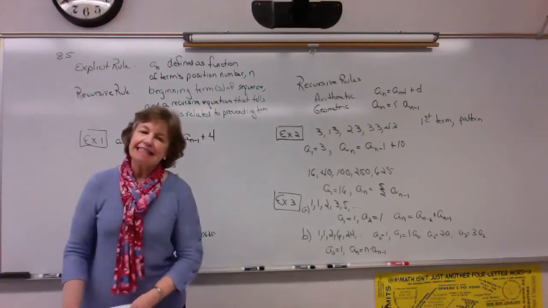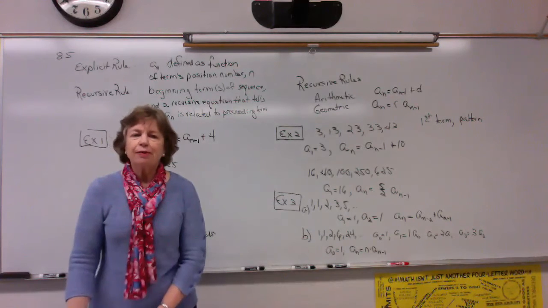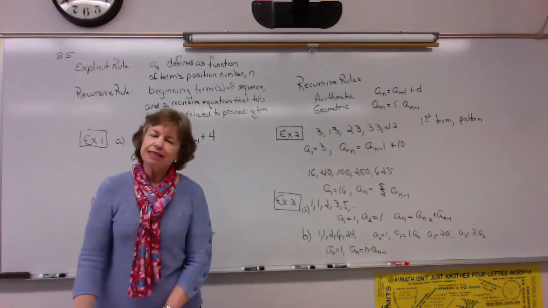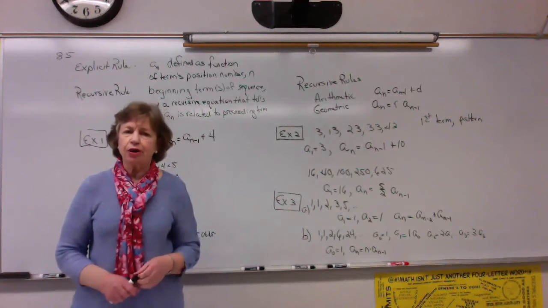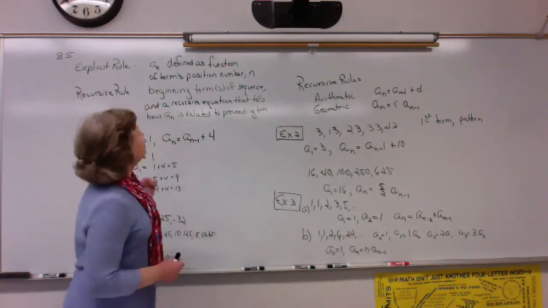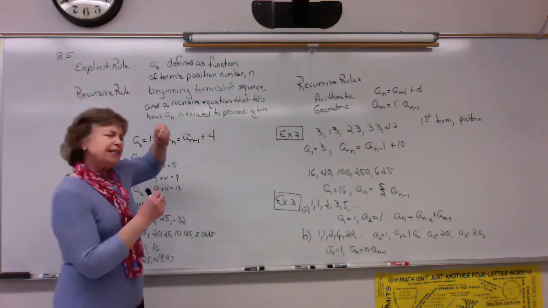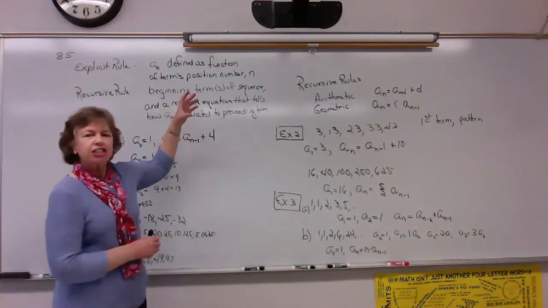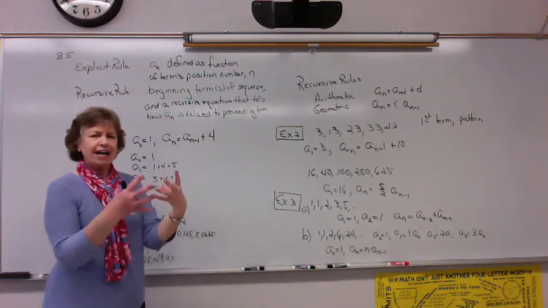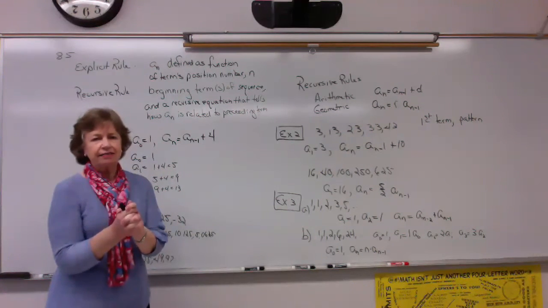Good morning. This is lesson 8.5, the last lesson in this chapter, talking about the difference between explicit rules, which we've been working with so far, and recursive rules, which we're going to work with today. So remember, an explicit rule, the term, I can go right to any specific term, and it's defined as a function of its position number. So I have a sub n and some rule or equation that tells me how to calculate that.